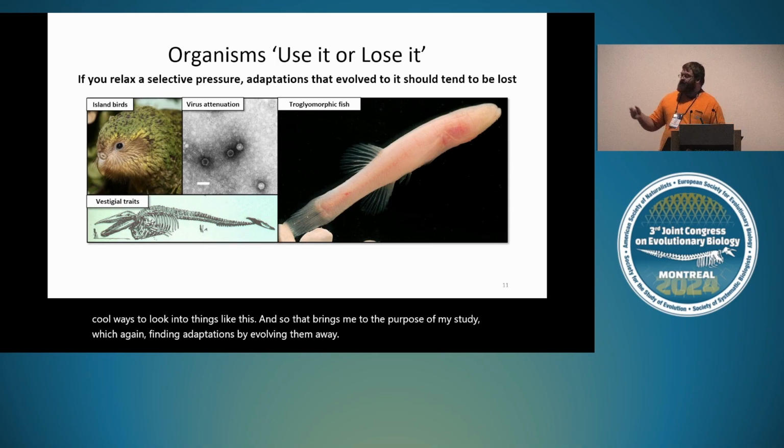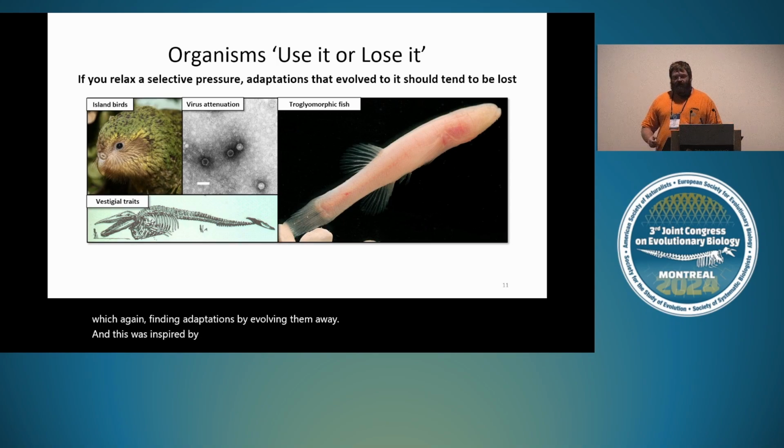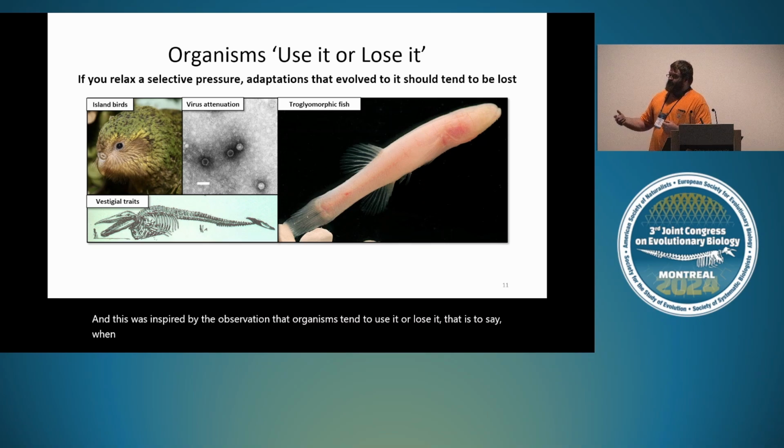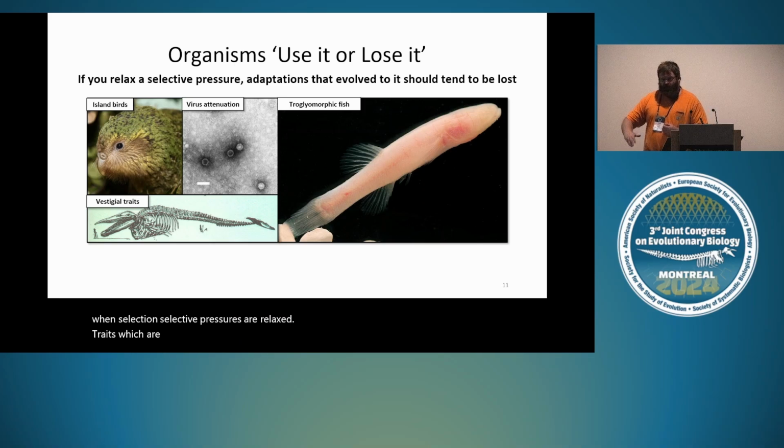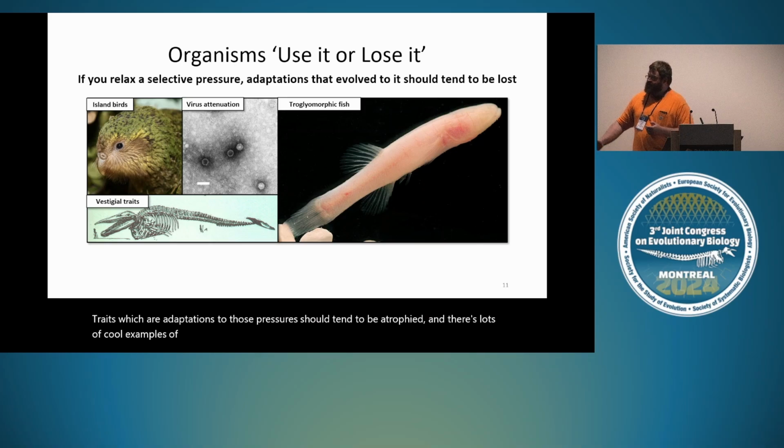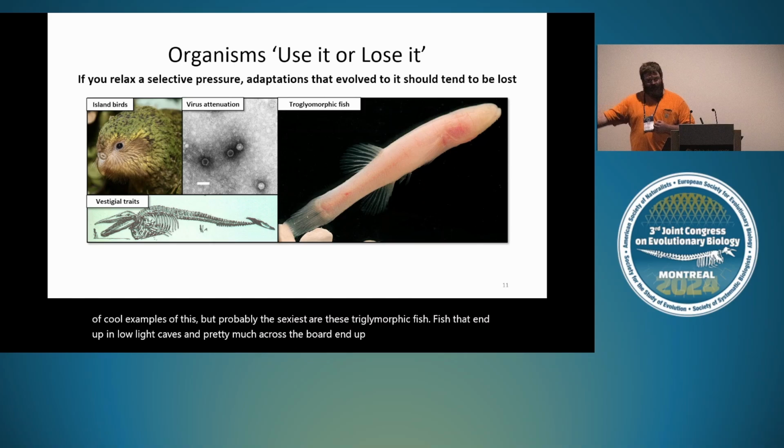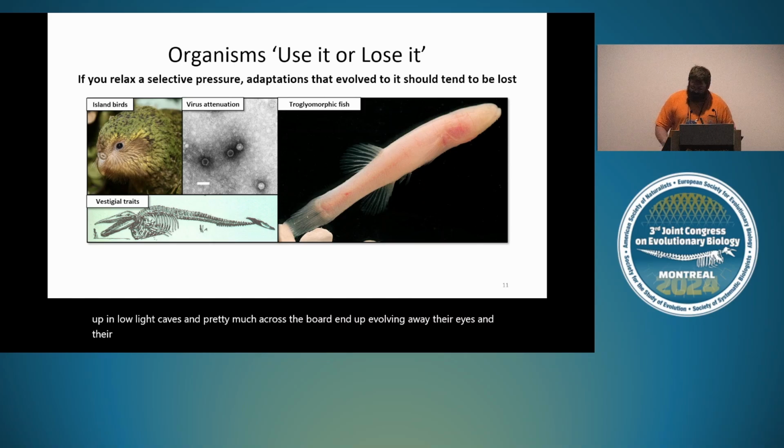And this was inspired by the observation that organisms tend to use it or lose it. That is to say, when selective pressures are relaxed, traits which are adaptations to those pressures should tend to be atrophied. And there's lots of cool examples of this, but probably the sexiest are these troglomorphic fish, fish that end up in low light caves and pretty much across the board end up evolving away their eyes and their pigmentation. This has happened in lots and lots of different fish all over the world, and so it's super cool.